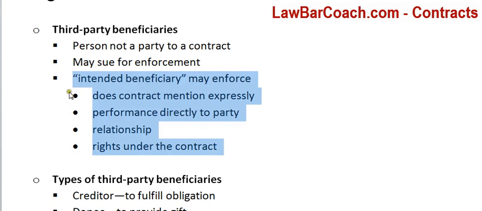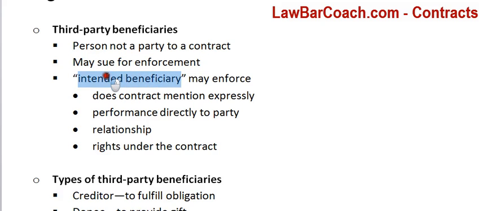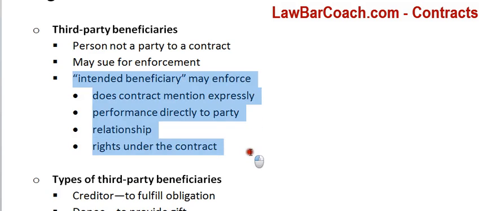It's only if the person is intended, and that's a reasonable definition here. They might be mentioned expressly, or they might not. The performance might be directly made to that party. It depends on maybe the relationship that the parties in the contract have to the beneficiary, or if the beneficiary actually has rights under the contract. This is an open area for argument on your exams.